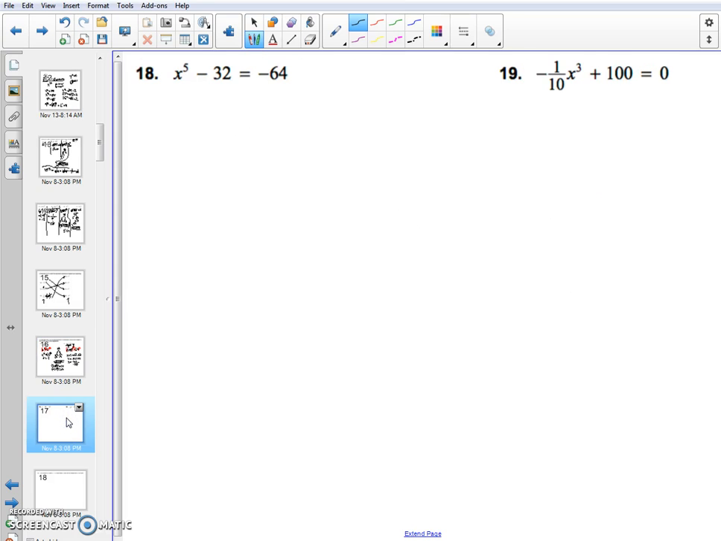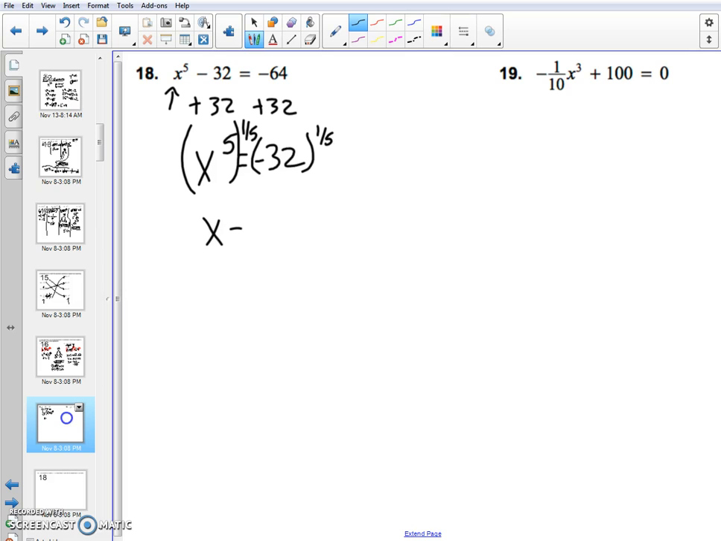All right, looking at the next one then. So same idea. I want to get that x piece by itself. So we add 32 to each side. So I get x to the 5th equals negative 32. And then to get rid of that 5th power, I'm going to raise it to the 1/5.